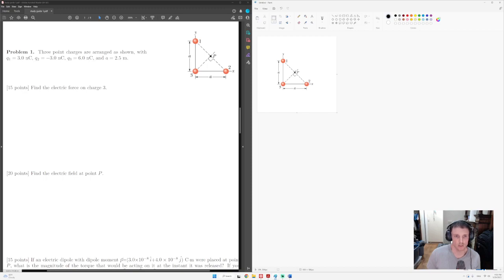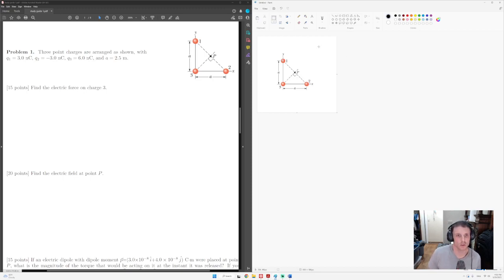So then we can argue that the distance from 1 to P, the distance from 3 to P, and the distance from 2 to P are all the same value. Now maybe you could just see that from the picture, but sometimes the diagrams can be a little misleading, and you want to take a quick second to convince yourself that this point is in fact the same distance from all three charges. And so it is.